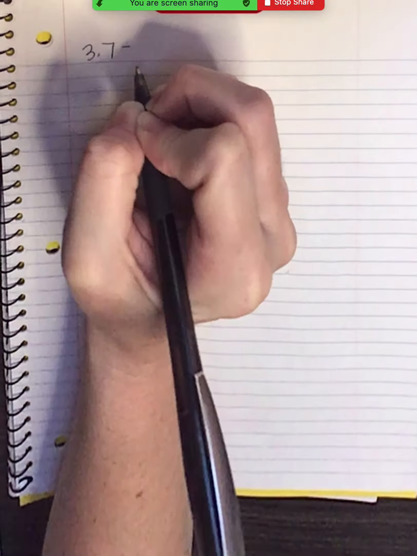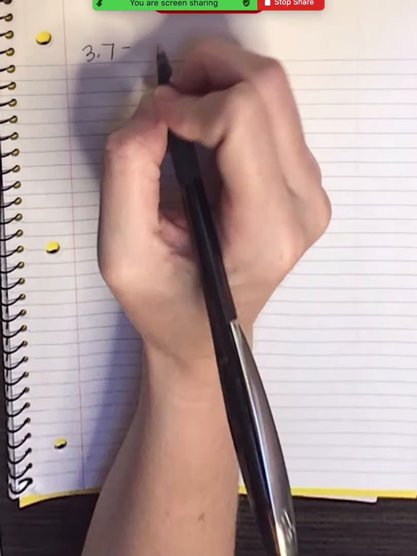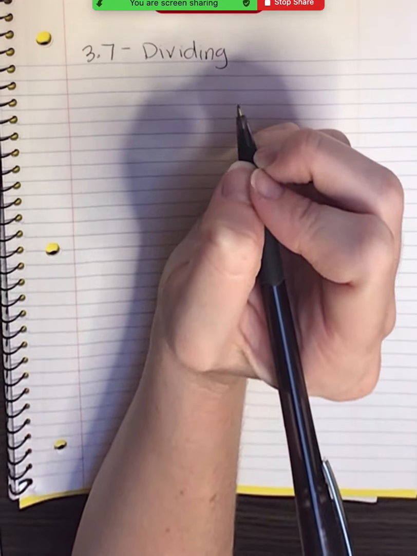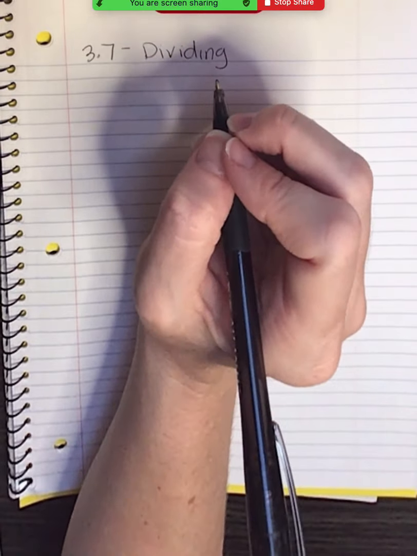All right, so lesson 3.7, okay? Now you're dividing with decimals. So some word problems with division, okay?